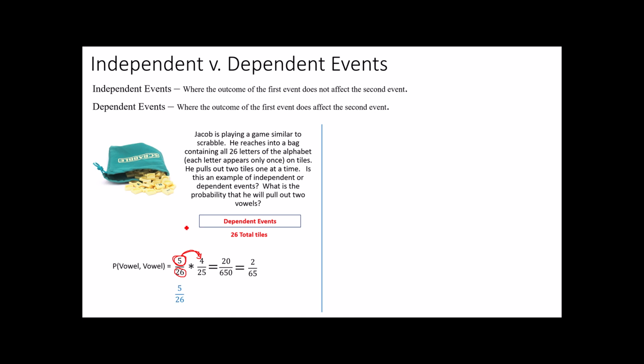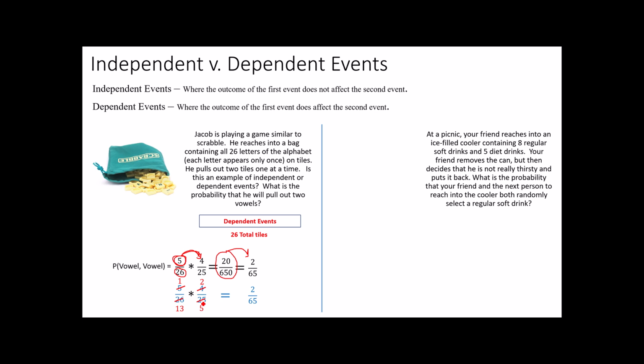Some of you may have noticed that 5 out of 26 does not simplify and 4 out of 25 does not simplify. But if you look diagonally, 5 and 25 will simplify, 4 and 26 will simplify. The 5 and 25 would become 1 and 5. The 26 and the 4 would become 13 and 2. And when you multiply those together, you get 2 out of 65. Again, I don't care which of these ways you do it. A lot of people find it harder to have to simplify large numbers than to simplify at the beginning.